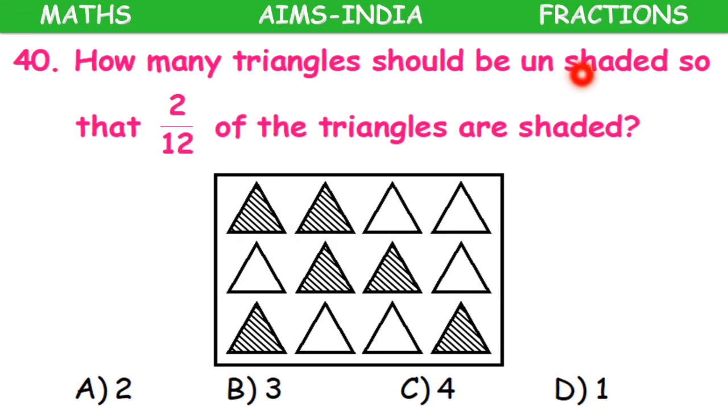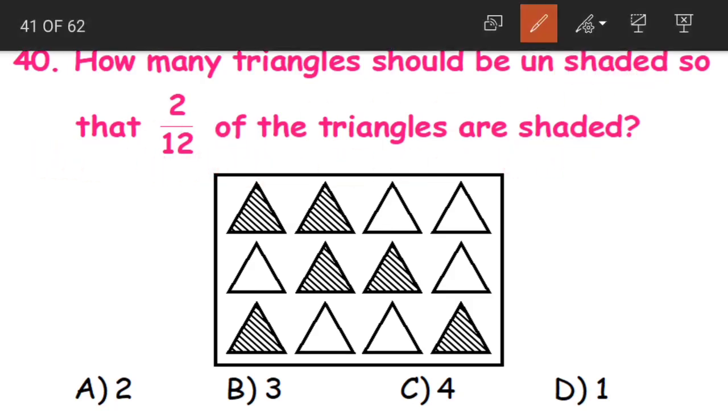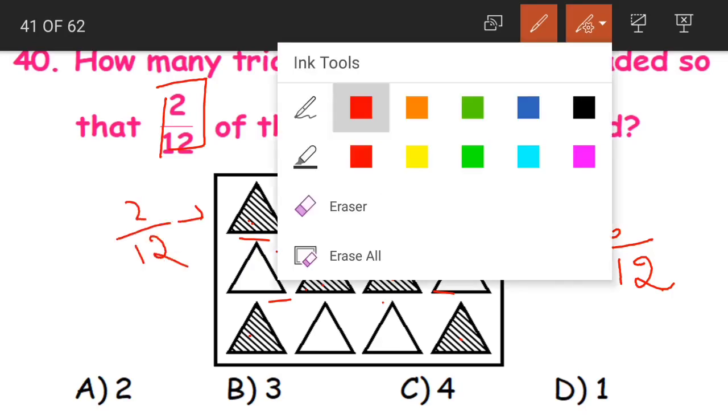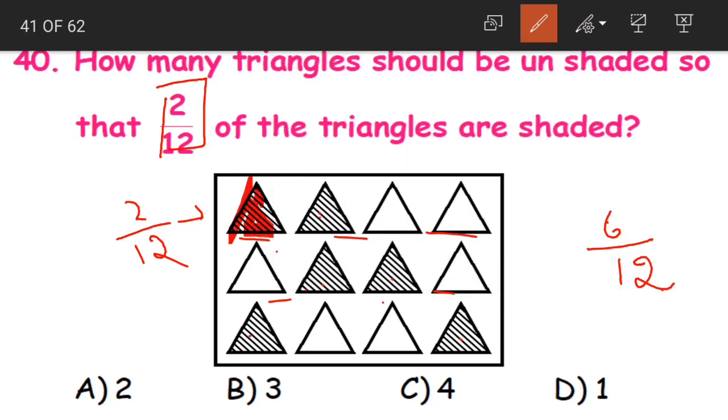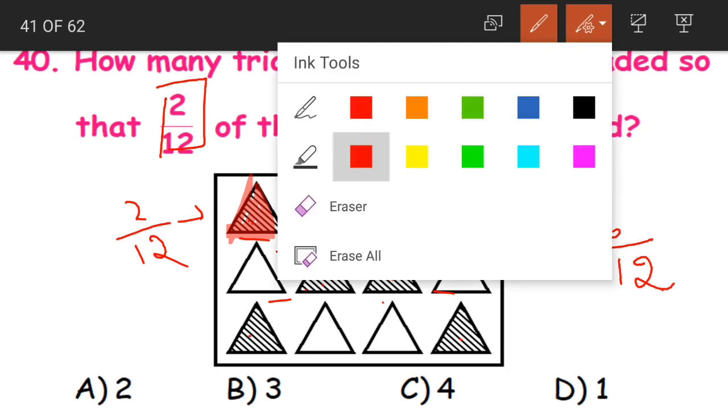The last question for today. How many triangles should be unshaded so that 2 by 12 of the triangles are shaded? Now if you count the number of triangles, we are having 12. And how many are shaded? 1, 2, 3, 4, 5, 6. The current fraction is 6 by 12. But we want this to represent 2 by 12, children. So that means from the given triangles, only 2 are to be shaded.